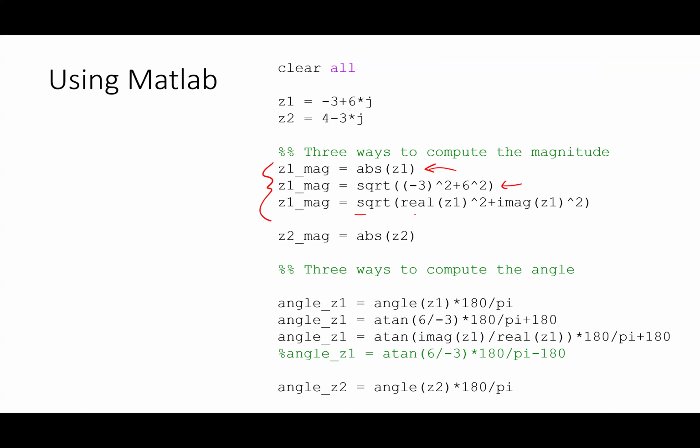What am I doing here? Well, I'm using the real command and the imag command. What do you think they do? One takes the real part of the number, one takes the imaginary part of the operator. Those are operators that we have. So if I say real of Z1, what do you think I get from that? -3 is what's returned. Imag of Z1, what's returned? 6.